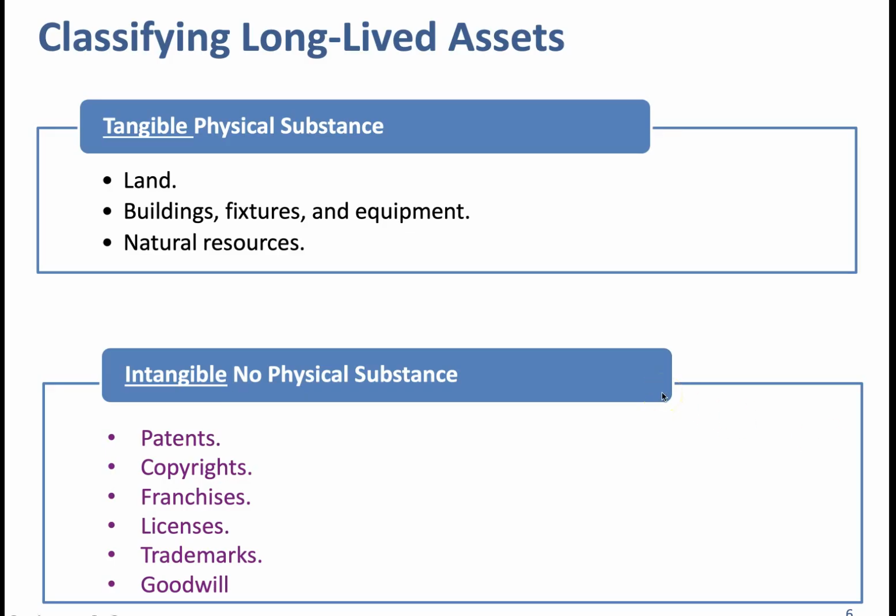What are long-lived assets, or what are fixed assets? There are two types of fixed assets. The first type has physical substance such as land, buildings, fixtures, natural resources. Those can be touched or seen, and they have physical forms. Another type, they don't have physical forms. For example, trademarks, licenses, copyrights, goodwill, patents.